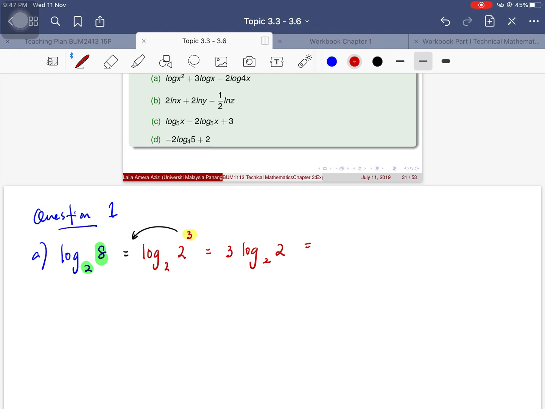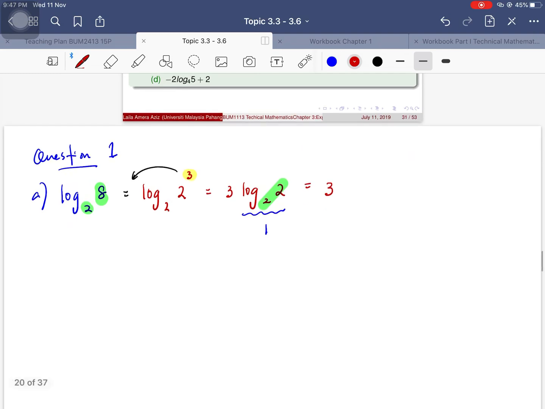And you have also seen this before. When I have a function that looks like this, the base and the number that comes right after is the same. So I know that this whole thing over here, log base 2 of 2, is going to equal 1. So that is why log base 2 of 8 is going to equal 3. So that will be the outcome. Okay, so that is going to be for a.